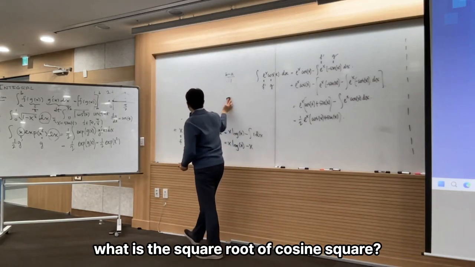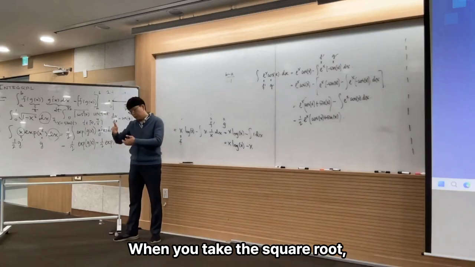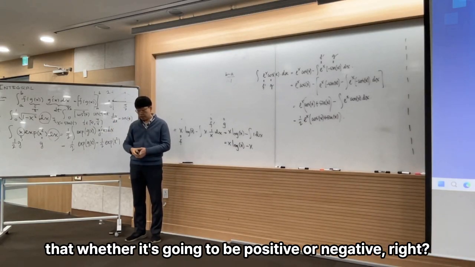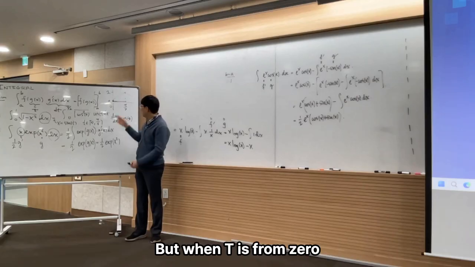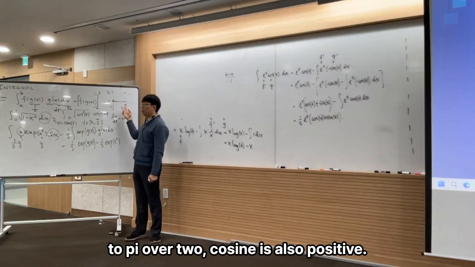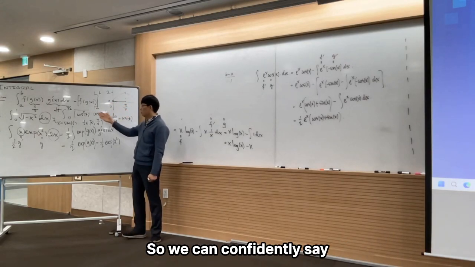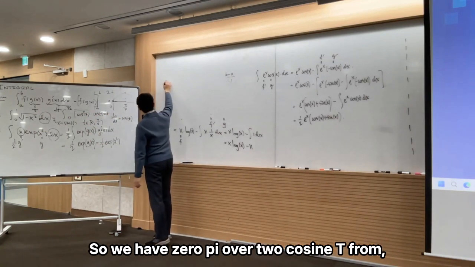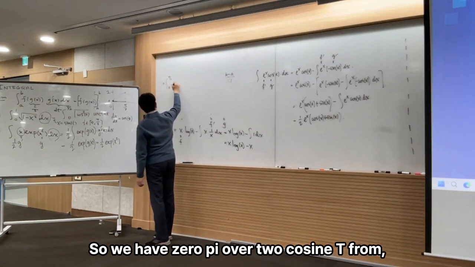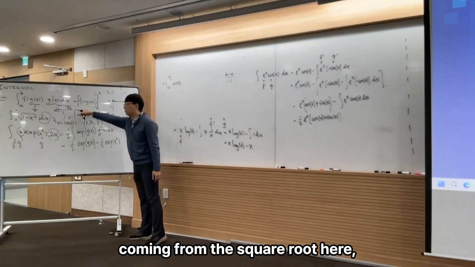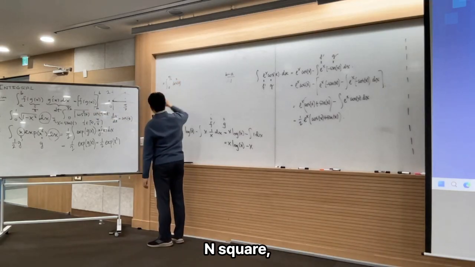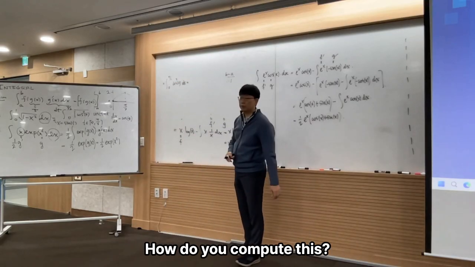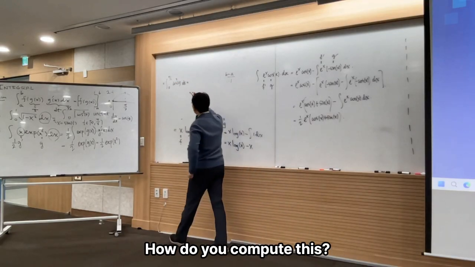What is the square root of cosine square? When you take the square root, you have to be sure whether it's going to be positive or negative. But when t is from 0 to pi over 2, cosine is positive. So we can confidently say this is positive because cosine is positive. So we have the integral from 0 to pi over 2 of cosine t coming from the square root here, and another cosine is here, dt. How do you compute this?